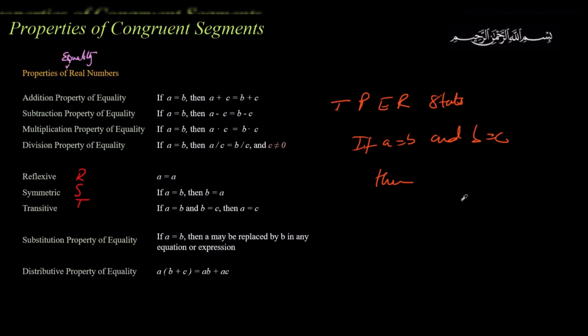And finally, the last two properties that I'd like to review before we go on are, of course, the substitution property of equality for real numbers and the distributive property of equality. The substitution property of equality says if A is equal to B, then A may be replaced by B in any equation or expression. If A is equal to B, then you can basically put A anywhere B is, and you can put B anywhere A is.